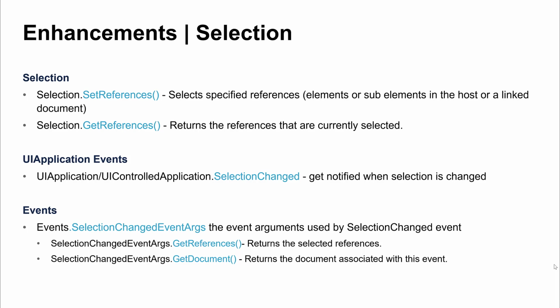Next, this is super exciting. We now have a selection changed event. I know a lot of people have been waiting for this and asking for it, so I'm excited to add this to our capabilities in the API. This required a significant rewrite internally, but we were able to achieve it. And then there's also associated event arguments that allows you to get the references and get the document of where that selection changed event happened.